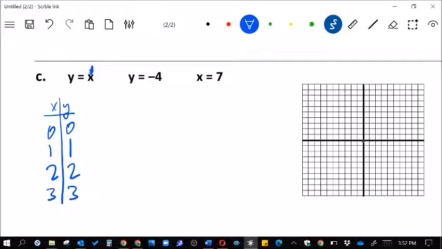So I'll plot those. 0, 0, 1, 1, 2, 2, 3, 3. Now, if I did negatives, let's say -4. If X is -4, well, then Y is the same thing. They're equal. So that means that this has to be -4 also. So if X is -4, that makes Y -4 also.